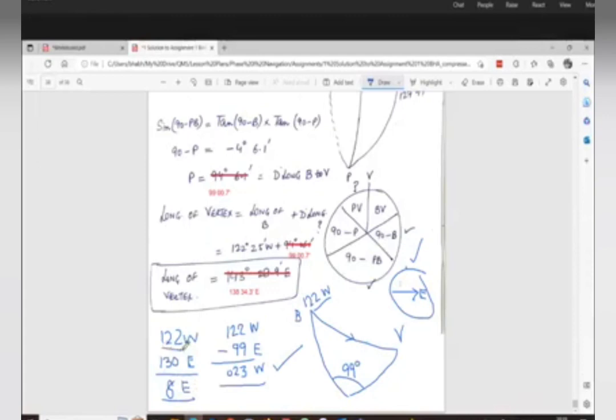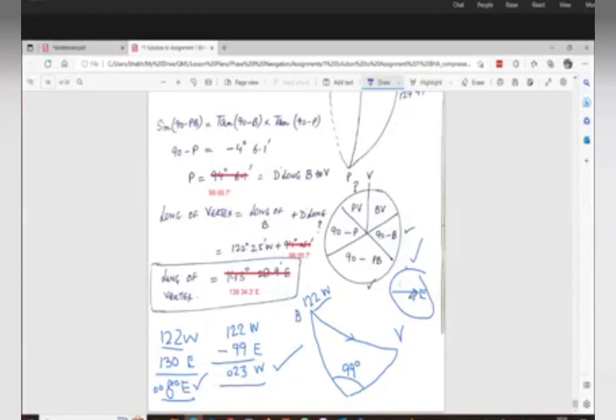You were at 122 west. You moved 130 degrees eastwards. So out of 130, with the first 122 you crossed the western hemisphere completely, and for the remaining 8 degrees, you have gone 8 degrees eastwards. So the answer would be 008 east. That will be your final long. Okay, sir, got it. Okay, beta. All right, so clear, beta.